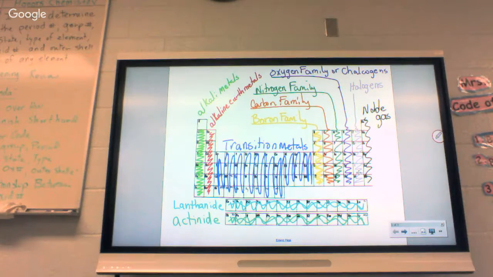Is hydrogen old, or is it just like... Hydrogen is technically part of group one, but it's not considered an alkali metal, which is why I did not color it green like the other alkali metals. Yeah, just don't color it. Okay.